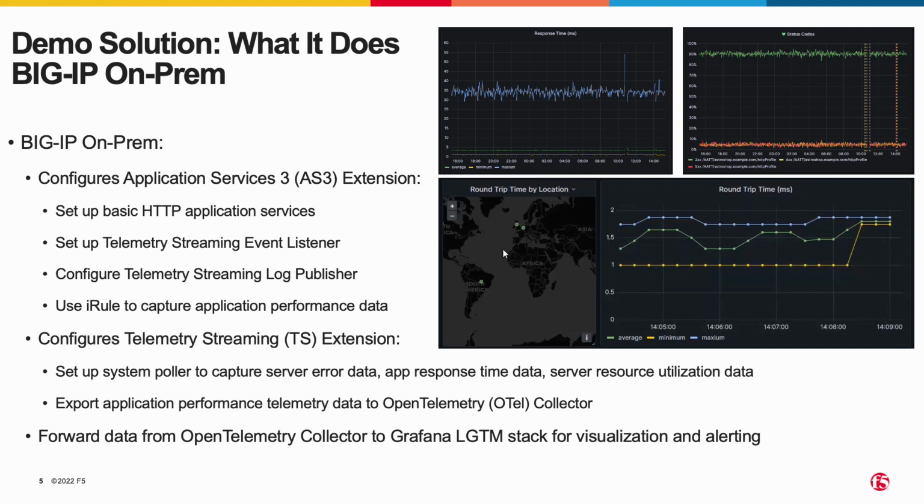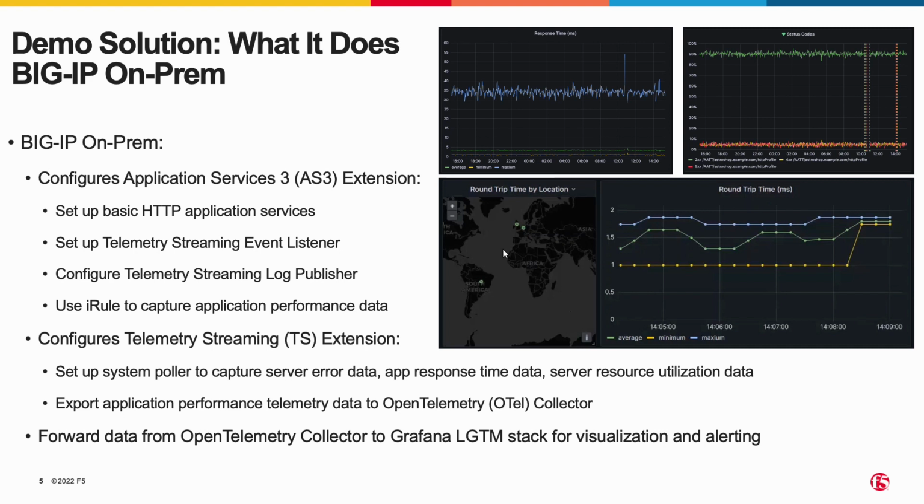Configures Big IP using F5's Application Services 3 extension, or AS3. Here, AS3 is used to do the following. Set up basic HTTP application services. Set up a telemetry streaming event listener for F5's telemetry streaming extension, or TS. Configure a telemetry streaming log publisher in order to forward data to the event listener.